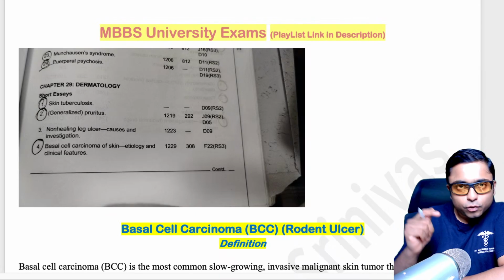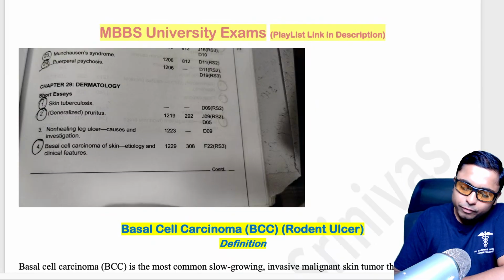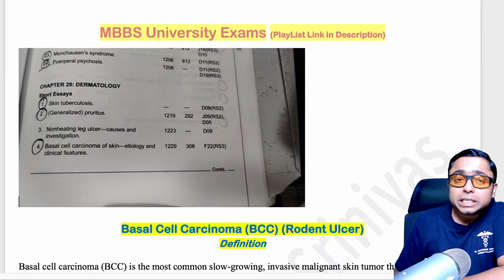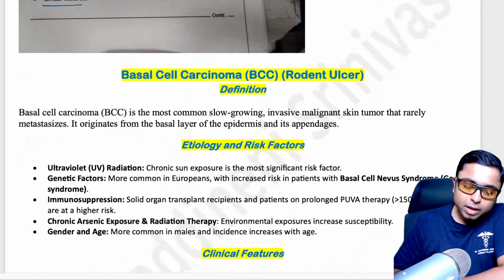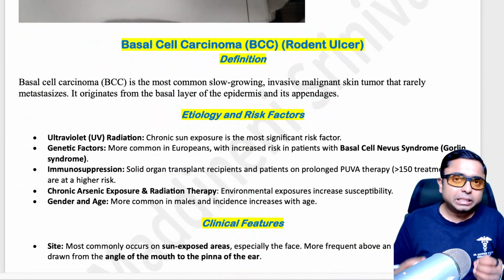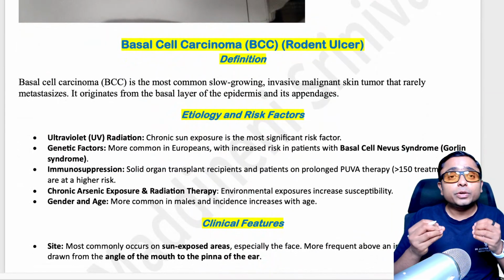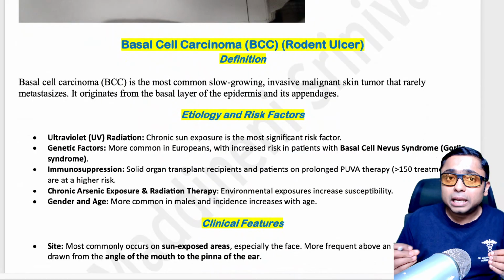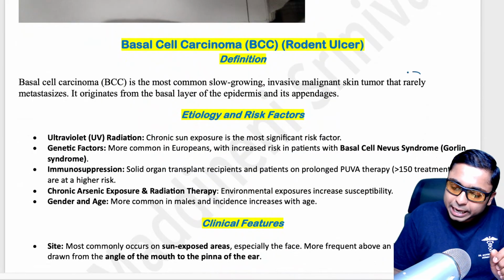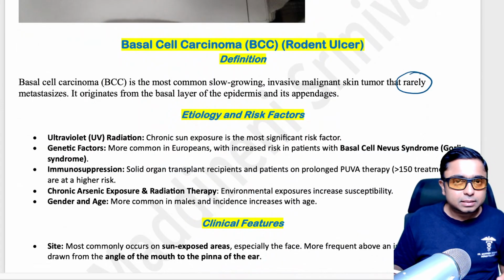So, in this video, we are going to look at basal cell carcinoma, which was asked as a theory question in the RGUHS examination. The etiology and the clinical features are going to be discussed in this video. You should know what is the other name of basal cell carcinoma, but before that, you should know that BCC is a locally invasive malignant tumor, which is rarely going to show any metastasis.